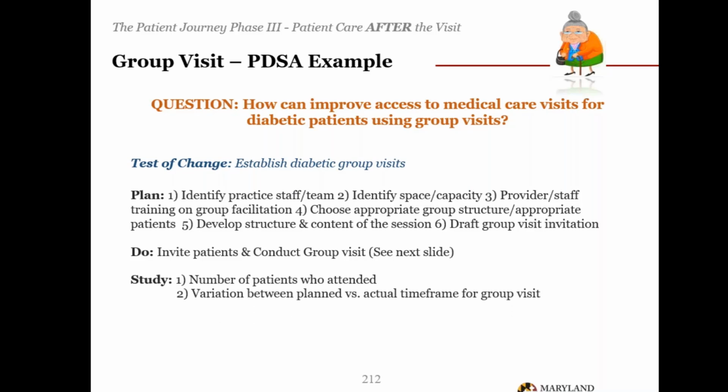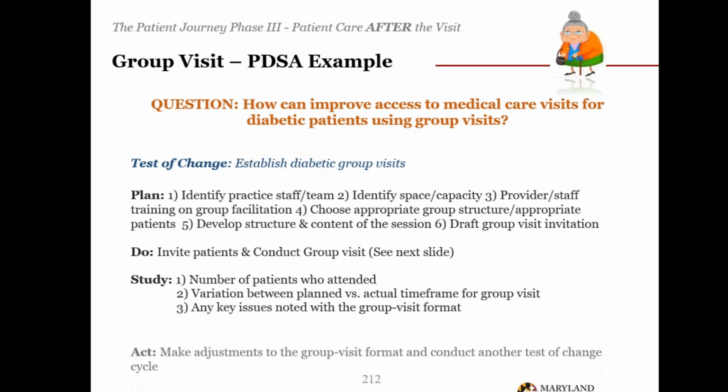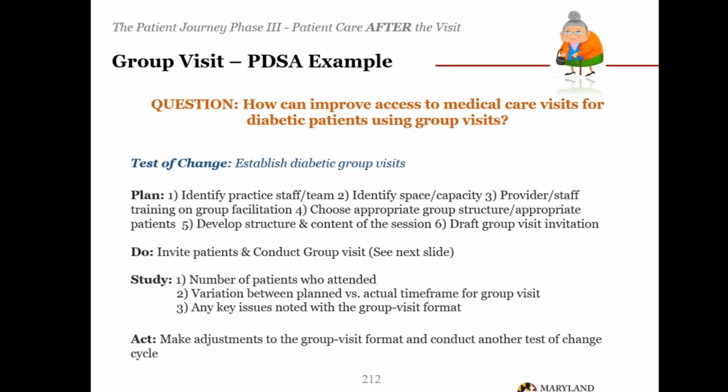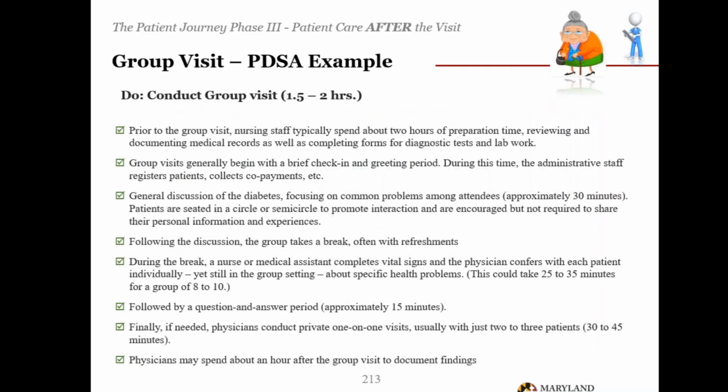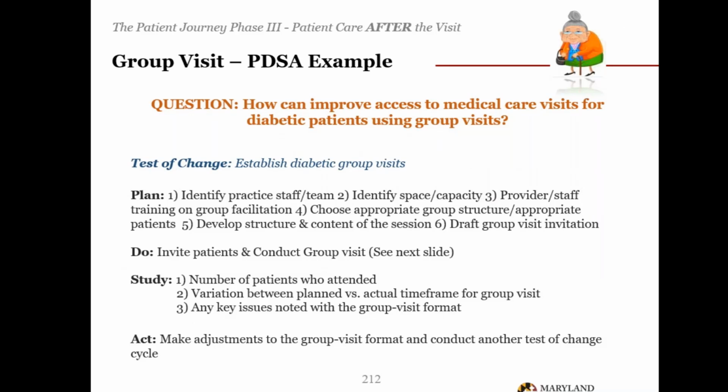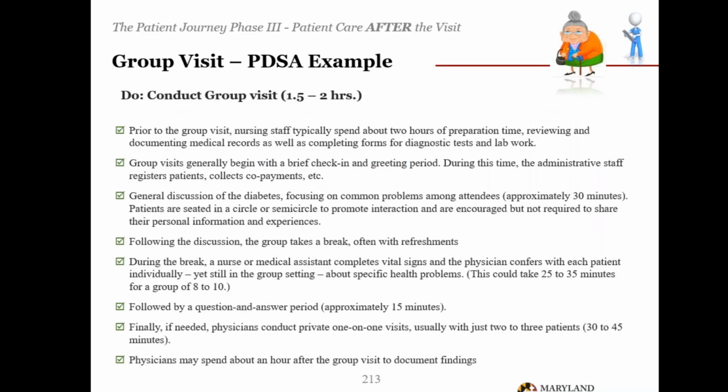And then study, what's the number of patients who attended? What's the variation between the planned versus actual time frame for the group visit? Did it take longer than planned? How can you adjust the agenda for next time? Any key issues that you noted with the group visit format that you need to make adjustments for? Do another test of change to improve those, to make those adjustments, and then you can establish your group visits. So this is a small, I guess, a quick summary of the steps to conduct a group visit.